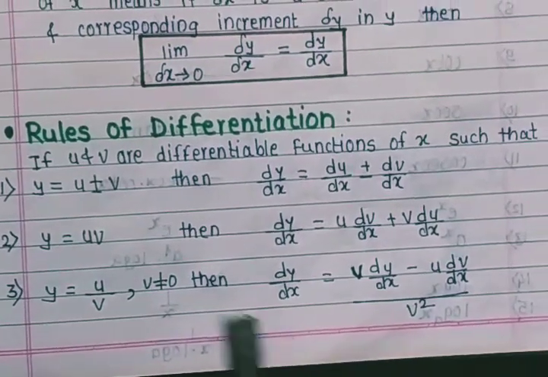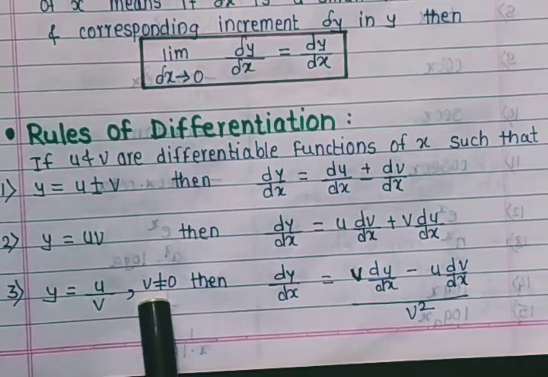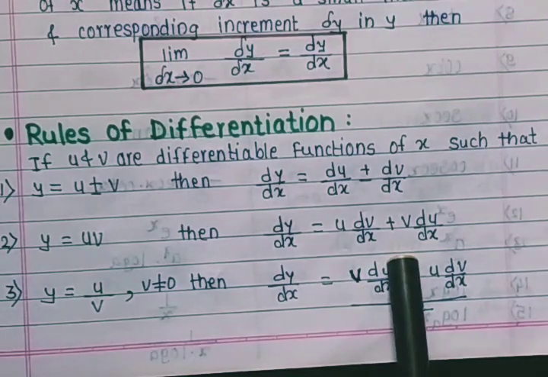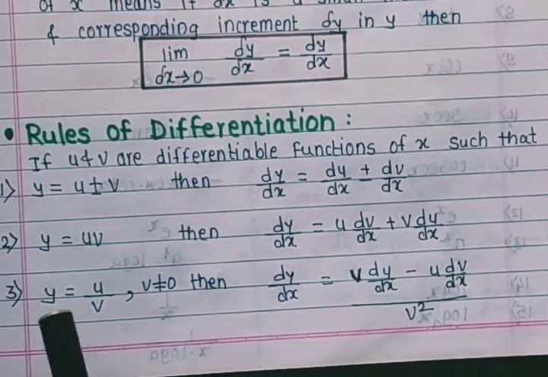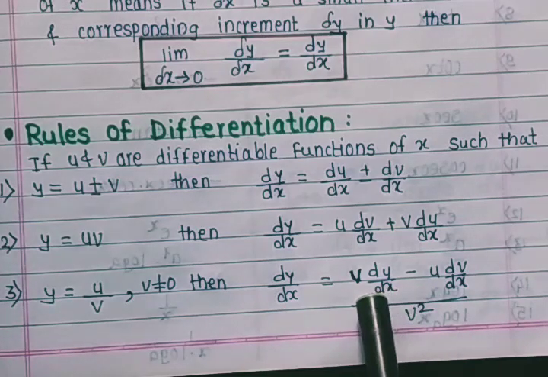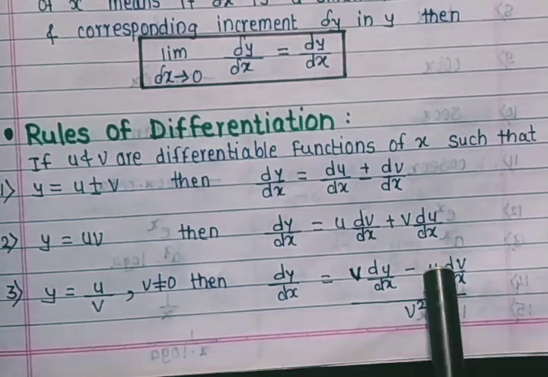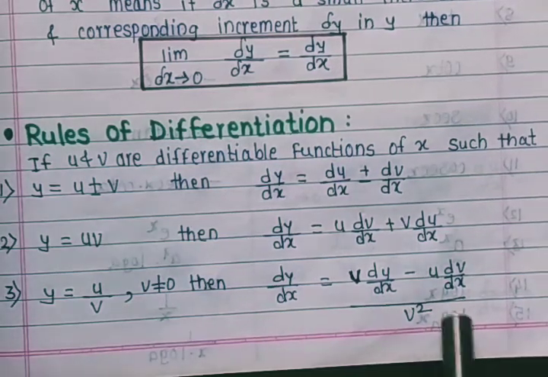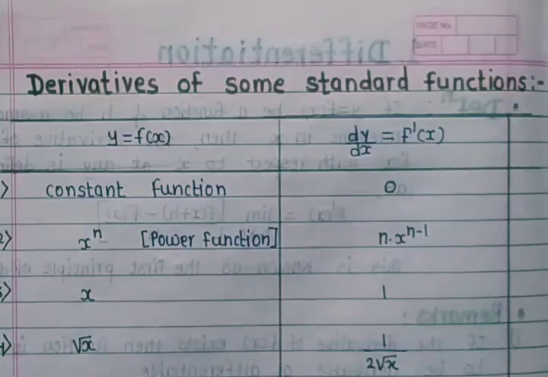The third rule is if y is expressed as quotient of division of two functions and the condition is denominator must be not equal to 0, then dy by dx equal to v into du by dx minus u into dv by dx divided by v square. In the first and second form, this rule can be determined as second as it is into derivative of first minus first as it is derivative of second divided by square of second. So these are the rules of differentiation.